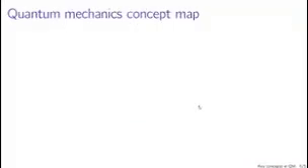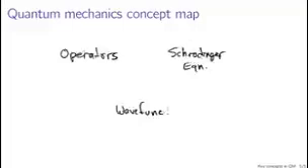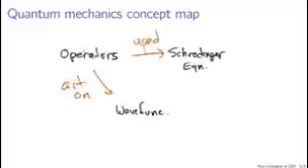So to put these in a bit of a roadmap, we have operators, we have the Schrödinger equation, and we have the wave function. Now operators act on the wave function, and operators are used in the Schrödinger equation. Now the wave function that actually describes the state of the system is going to be the solution to the Schrödinger equation.